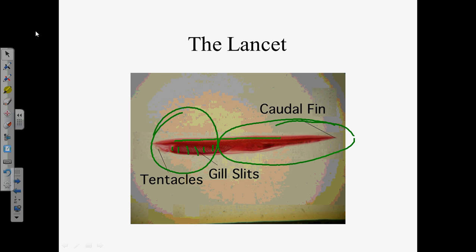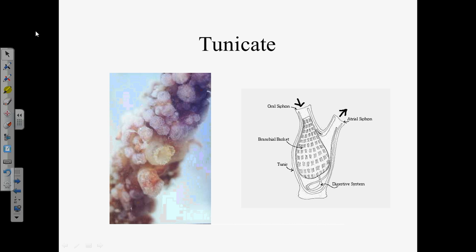But it's supposedly one of the very earliest chordates. It has a notochord, it has gill slits, it's a deuterostome. That's what's characterized as a chordate. Now there's another one that's even more confusing. This thing's called the tunicate.